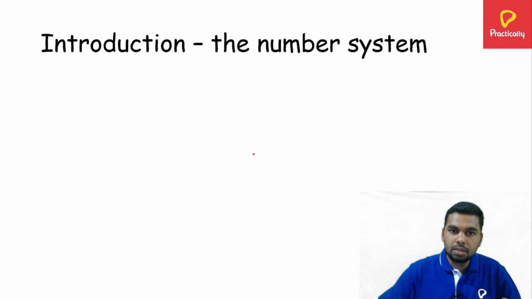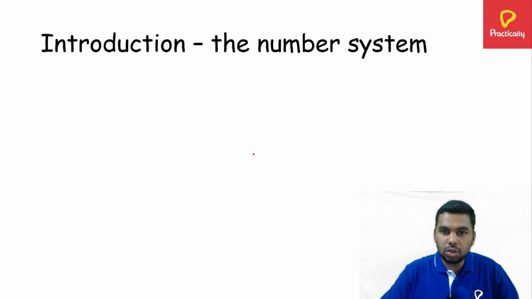So let's get to the introduction of number system. Everybody uses numbers, and these numbers have got a system. What do you mean by system? You have got different kinds of numbers. You have the counting numbers, which are also known as the natural numbers. Then after that you have the whole numbers, which includes 0.